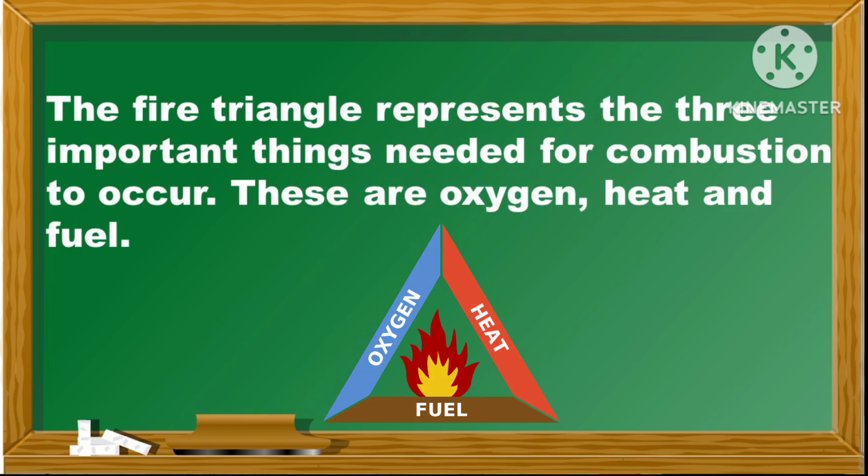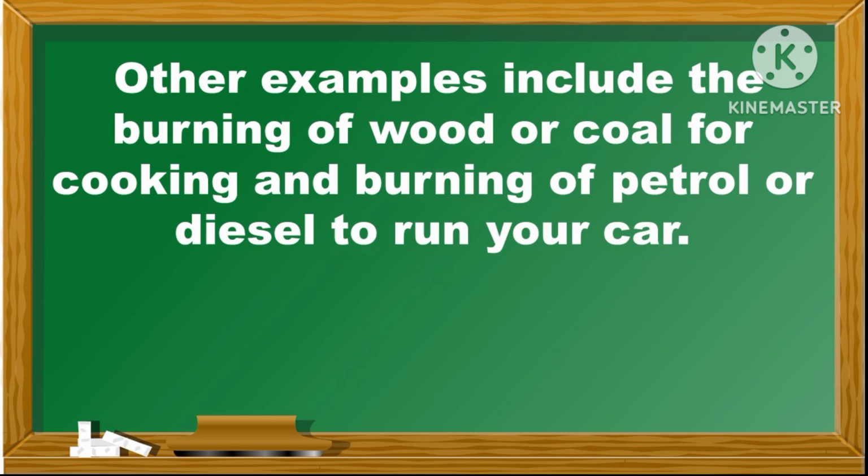The fire triangle represents the three important things needed for combustion to occur. These are oxygen, heat, and fuel. Other examples include the burning of wood or coal for cooking, and burning of petrol or diesel to run your car.